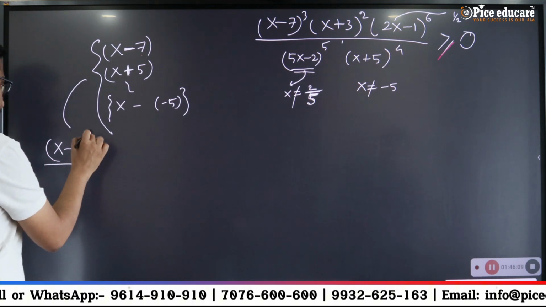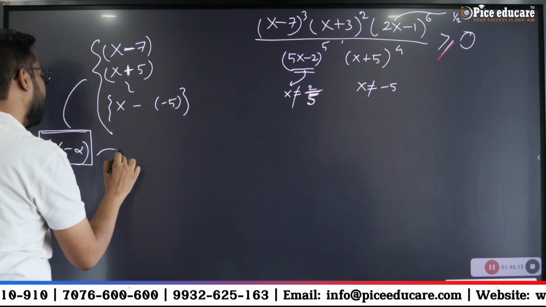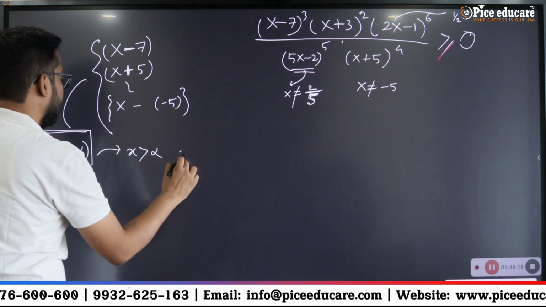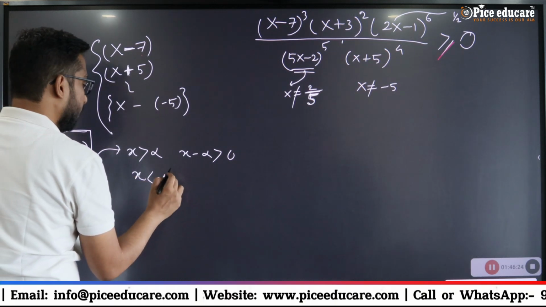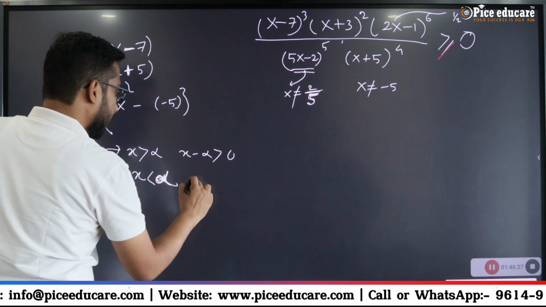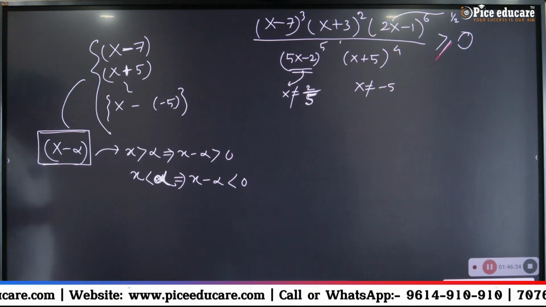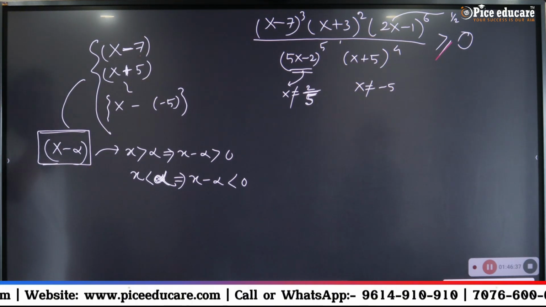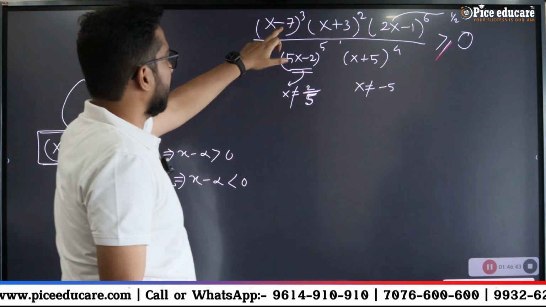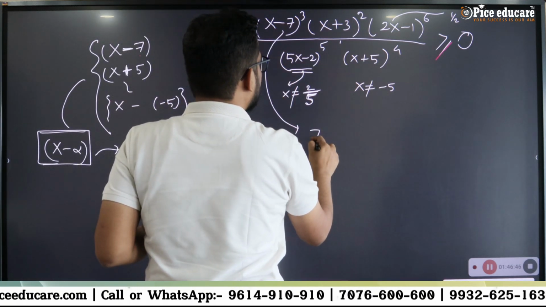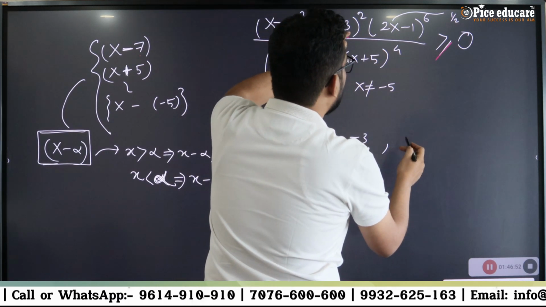Now if I generalize it like this, the benefit is you can very quickly say if my x is bigger than alpha, then x minus alpha is greater than 0. If my x is lesser than alpha, not infinity but alpha, then x minus alpha is less than 0. These are direct consequences of this. So what you do now, you first find the alphas. Here you have your alpha as 7, then your alpha is minus 3, then your alpha is half.